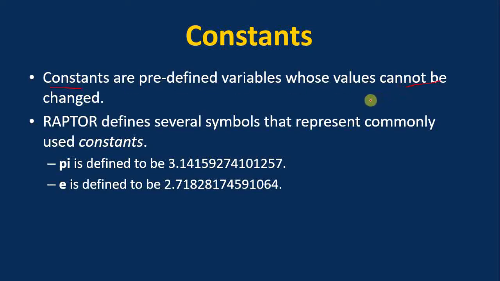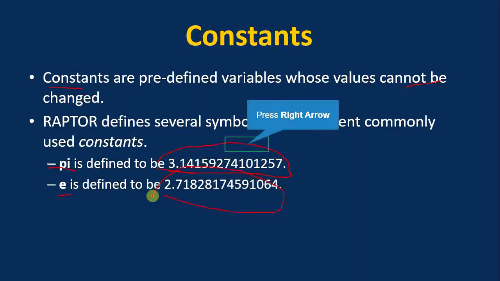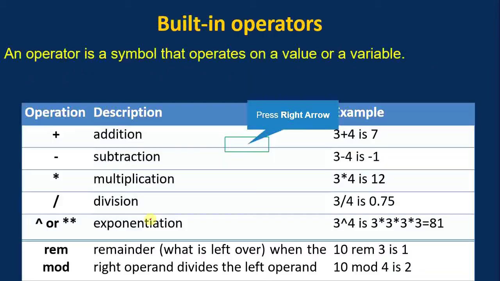And Raptor provides a set of predefined constants, and Pi and E are two of them. So Pi stands for a value 3.14 approximately. Whenever you want to use this value, instead of using this big number, simply you can use Pi as a constant. And E is another constant, and whenever you would like to use this value, you can use the constant E. Okay. The next one we'll see operators.